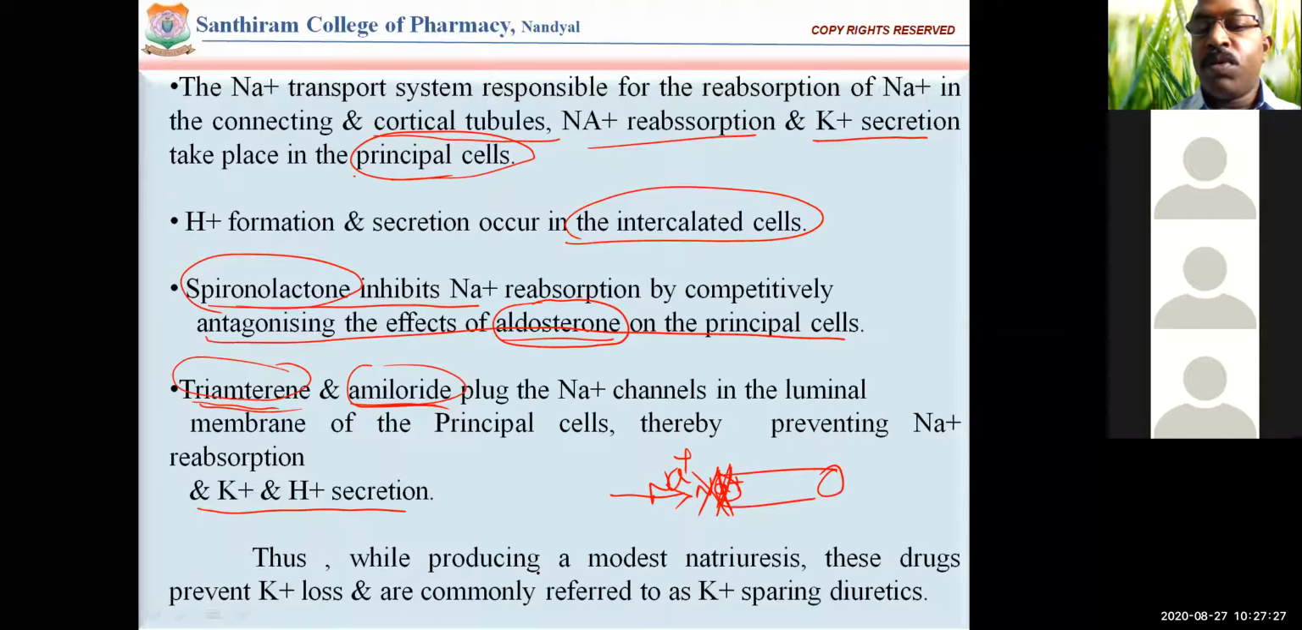Thus, while producing a modest natriuresis, these drugs prevent potassium loss and are commonly referred to as potassium sparing diuretics. The main feature of the diuretic agents in this class is that they prevent loss of potassium from the body, or we can say they retain the potassium ions in the body. So they will prevent reabsorption of sodium, and at the same time they are also going to retain the potassium ions. That's why they are called potassium sparing diuretics.